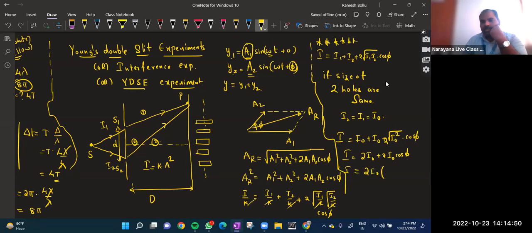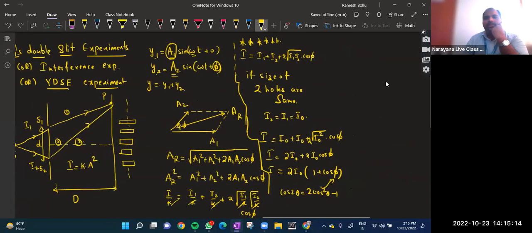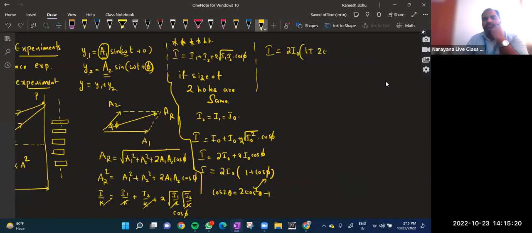If you take 2 I0 outside: 1 plus cosine phi. You all know the formula: cosine 2 theta equals how much? 2 cosine square theta minus 1. Substitute this formula here. What do you get for the intensity? I is equal to 2 I0 bracket 1 plus 2 cosine square phi by 2 minus 1. The 1 minus 1 cancels out. So the intensity of the resultant wave when two identical waves are interfering is 4 I0 cosine square phi by 2.